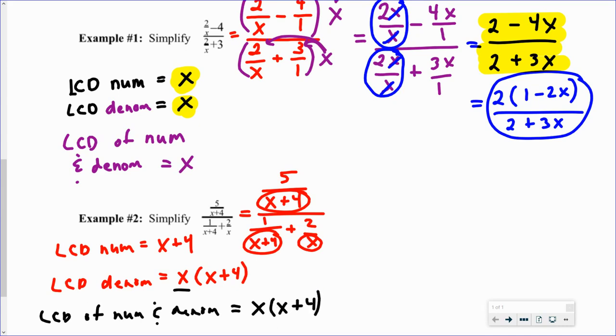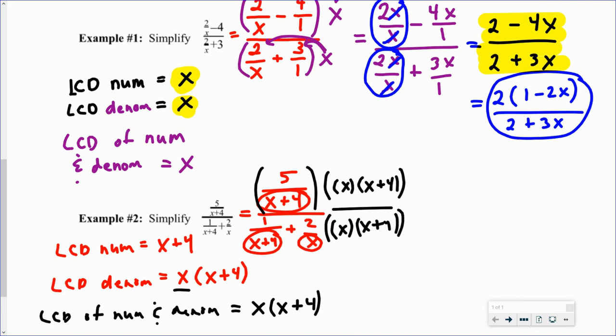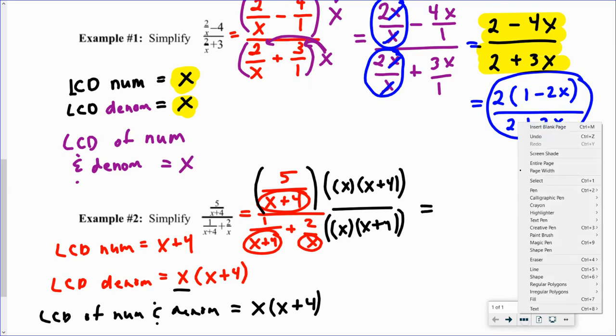So again, we're going to go through the same process that we went through in example number 1. We're going to multiply the top by x times x plus 4, and also the bottom by x times x plus 4. And we're going to use the distributive property. Now this time, I'm not going to write the intermediate step, but I'm just going to explain what's happening.